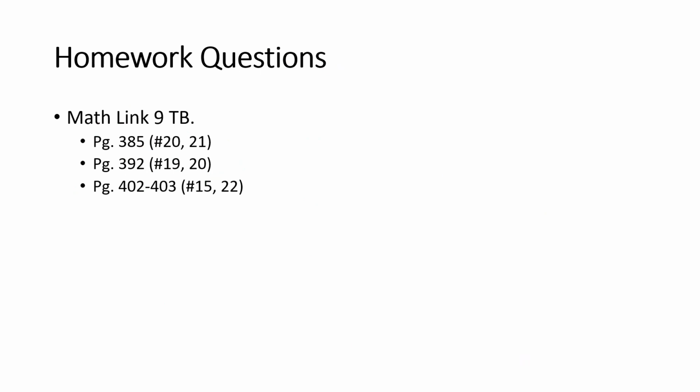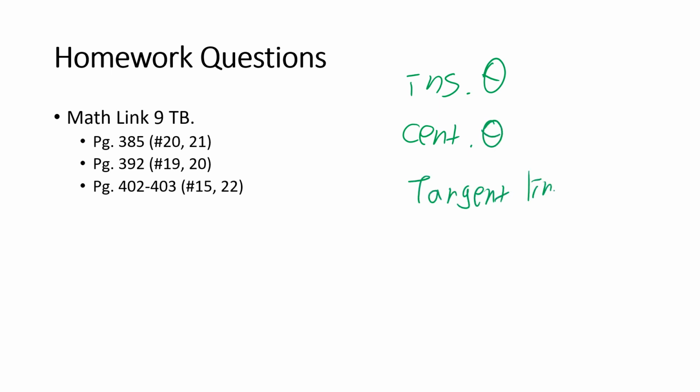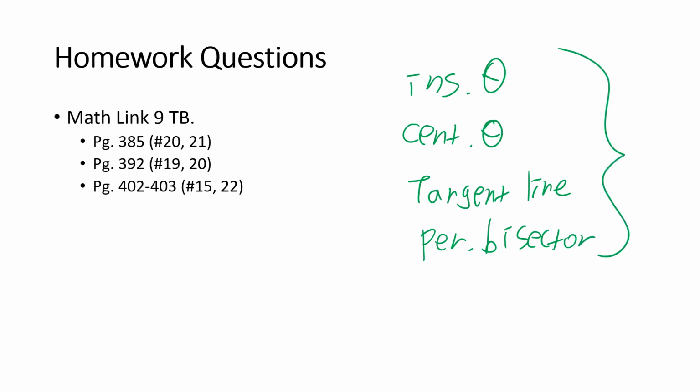All right, that was my examples for today's class, which covered everything that we learned about circle properties, starting with inscribed angle, central angle, tangent line, and perpendicular bisector, and how these can be combined together for a real life situation.